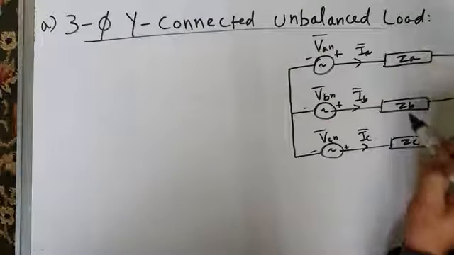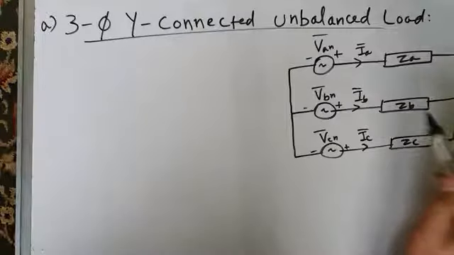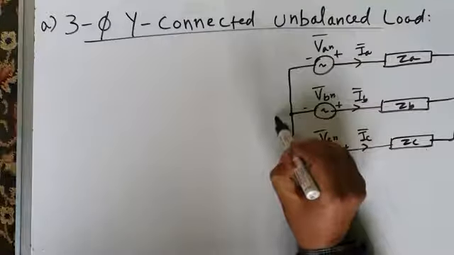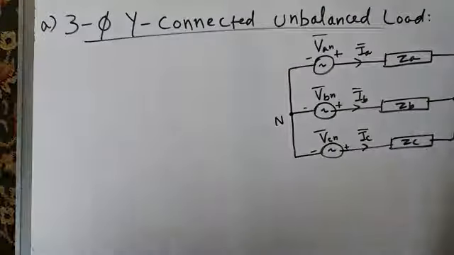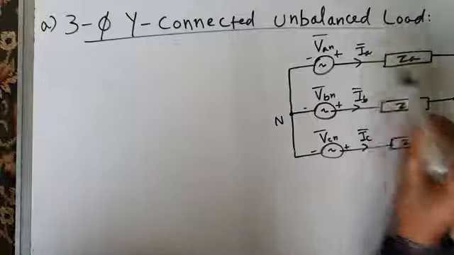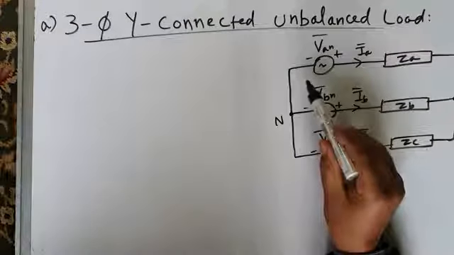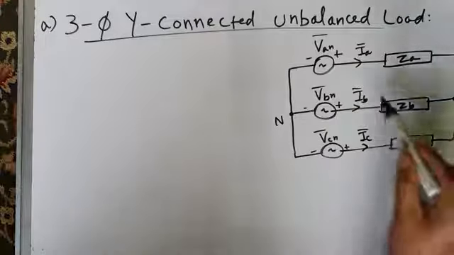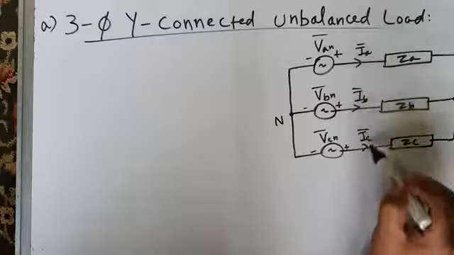And ZA is not equal to ZB, not equal to ZC. It's an unbalanced load. The supply neutral is N and the load neutral is small n. And let us assume that the two neutrals are not connected for now. In order to solve this, we have to solve this three-phase Y connected supply feeding a three-phase Y connected unbalanced load. We have to find these line currents IA, IB, IC.